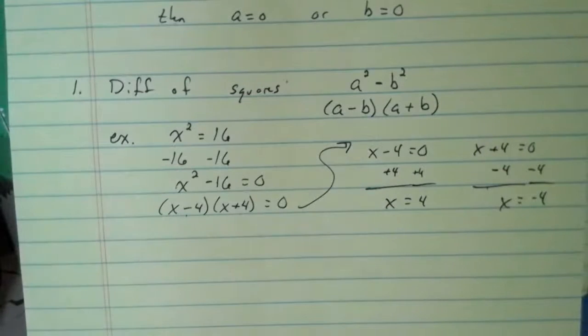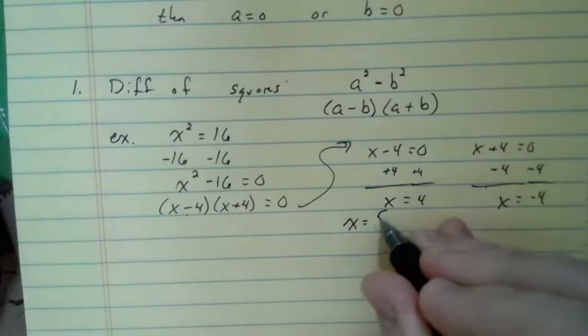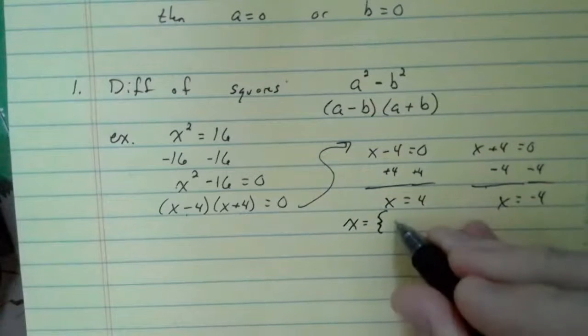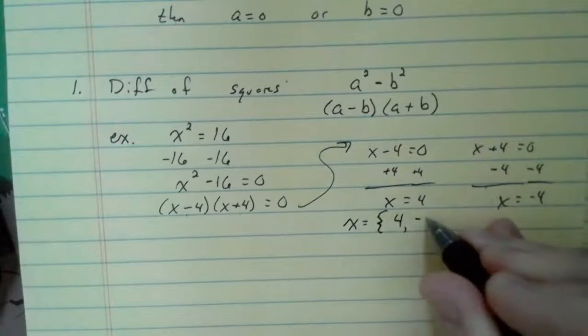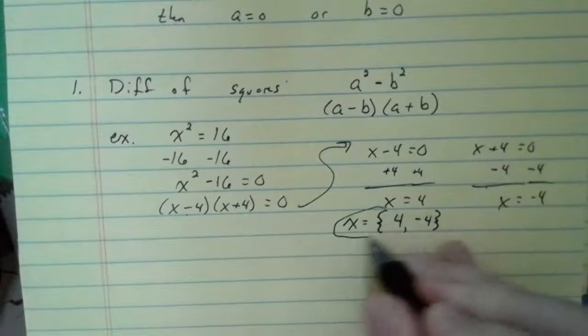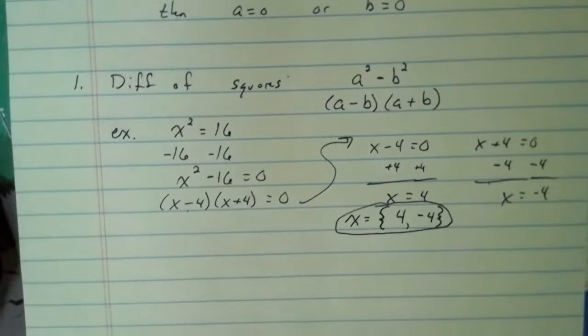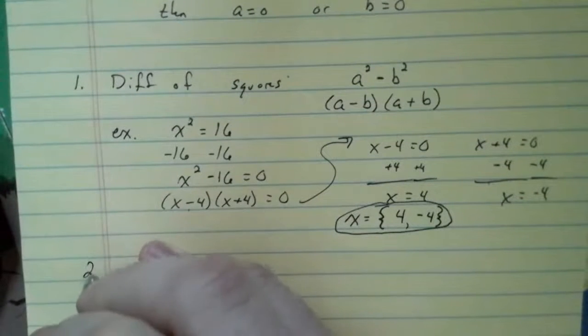So those are my answers. I'm going to put them in what's called a solution set. So I'm going to put x equals, I'm going to open up a set for set notation, 4, comma, negative 4. And there's my answer. So that's factoring a difference of squares. Okay. Next one, we're going to take a look here.